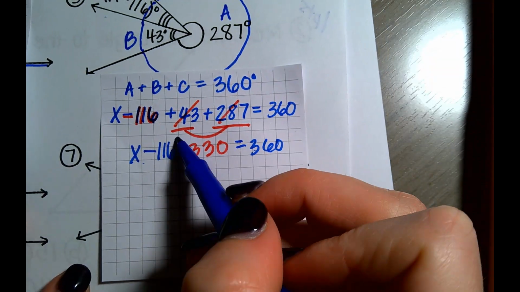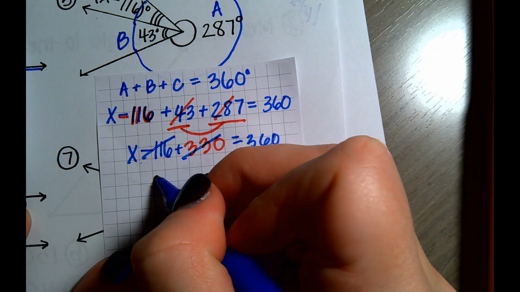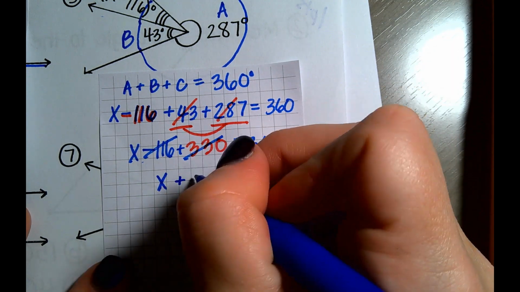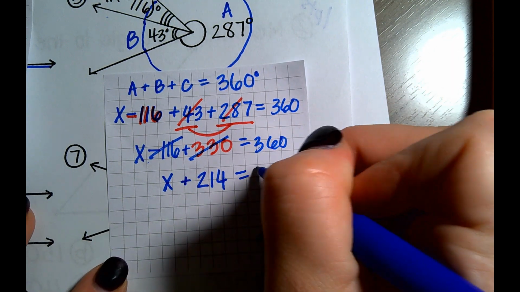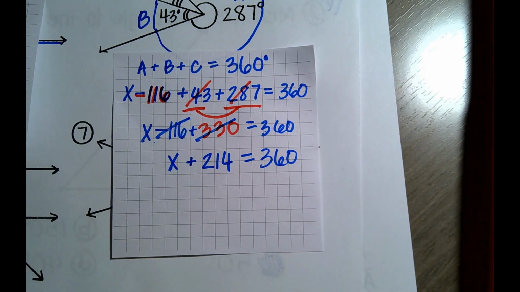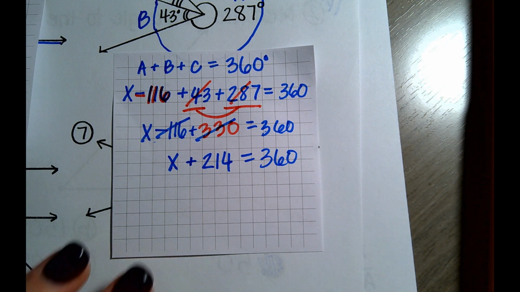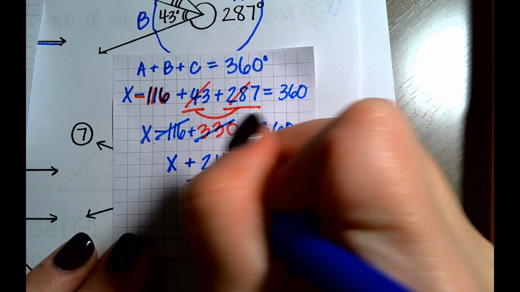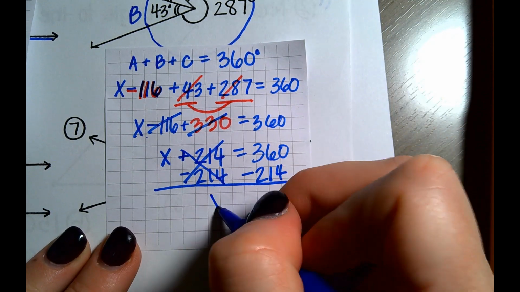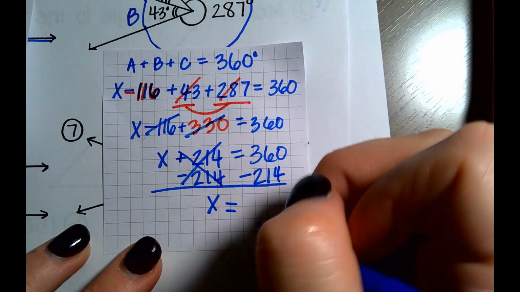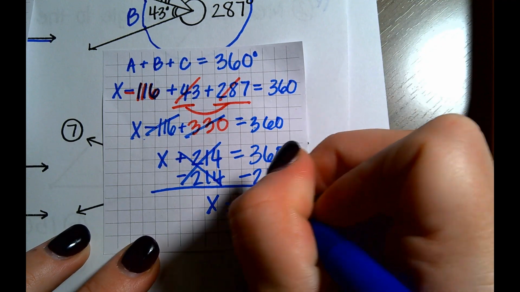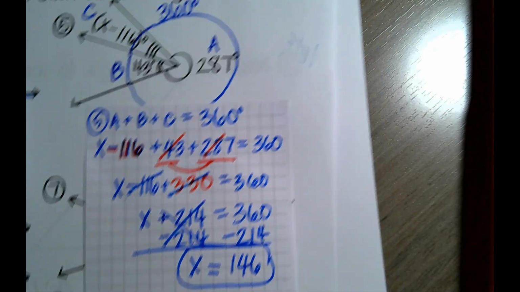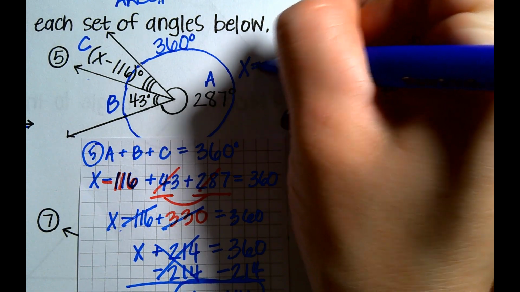Okay, so we've combined these. And now I have, is it x plus 214 or x minus 214? Plus. Good, it's positive. Equals 360. What's my last step? Good, subtract 214 from both sides. X equals 146. Perfect. Okay, that's number 5. X equals 146.